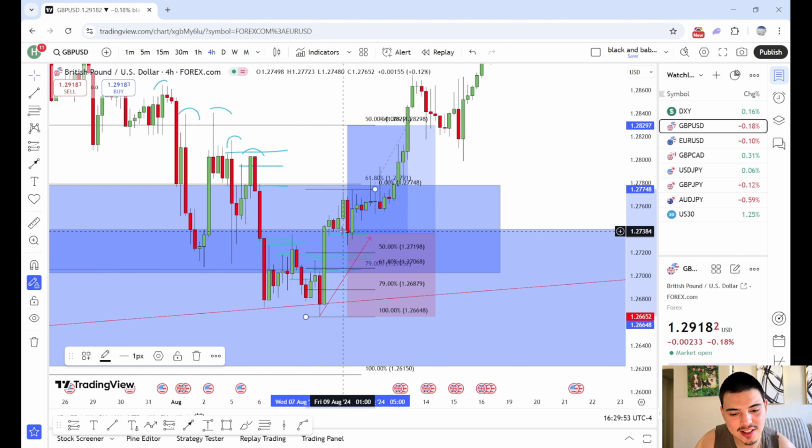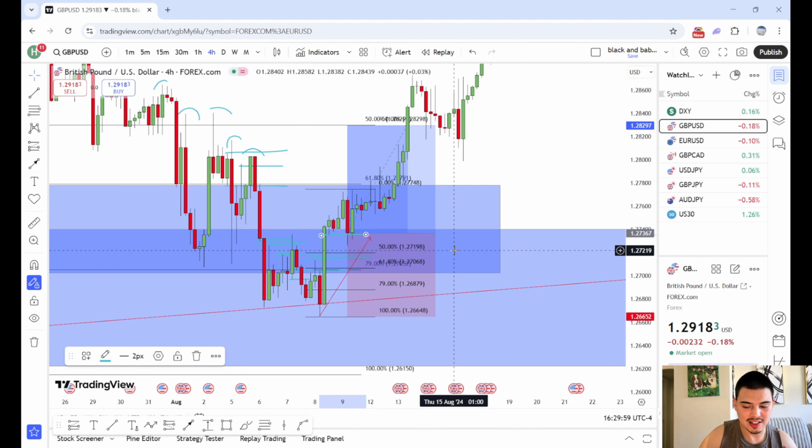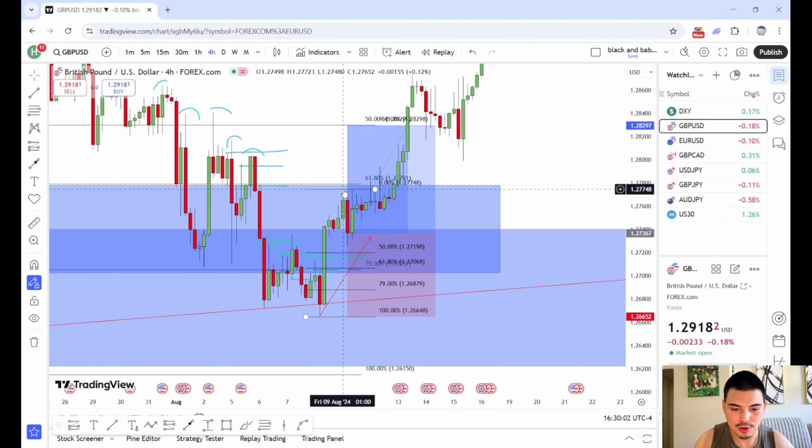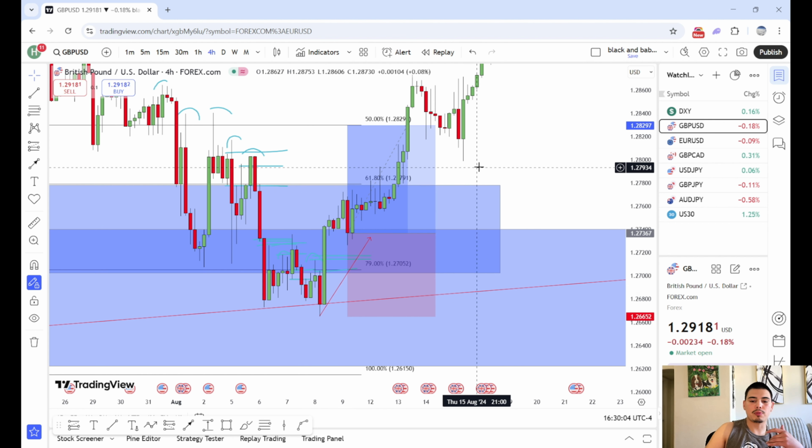I know. But see, it doesn't even come into discount. And it just respected this fair value gap. It didn't even come into discount. And price can do that sometimes, dude. You know what I mean? We just got to be fluid with price.